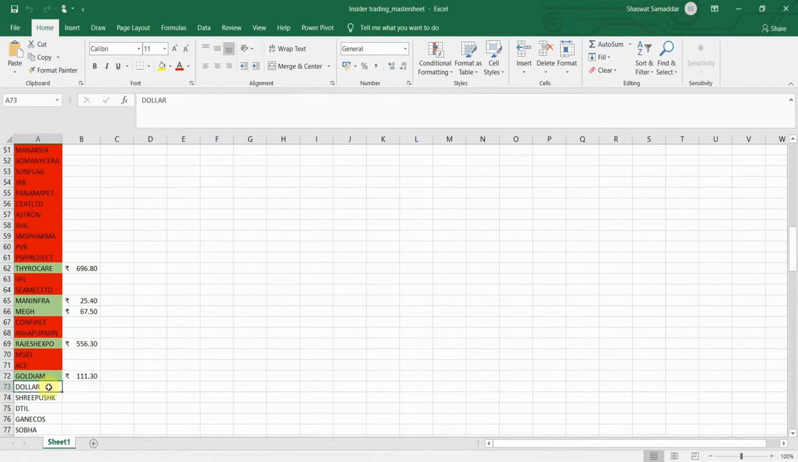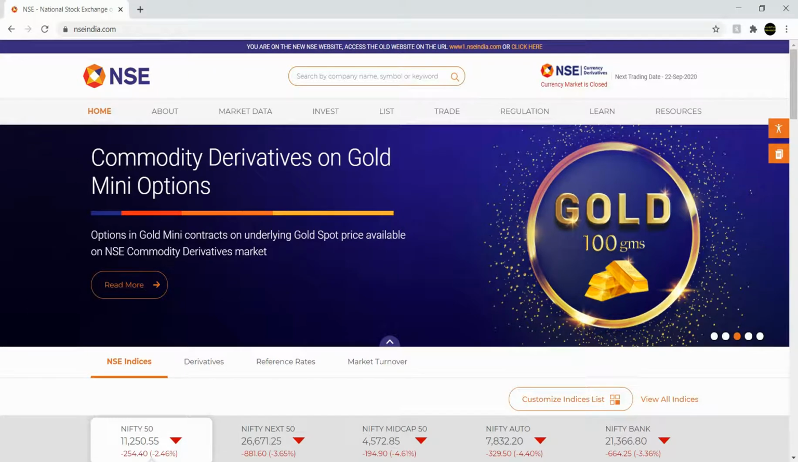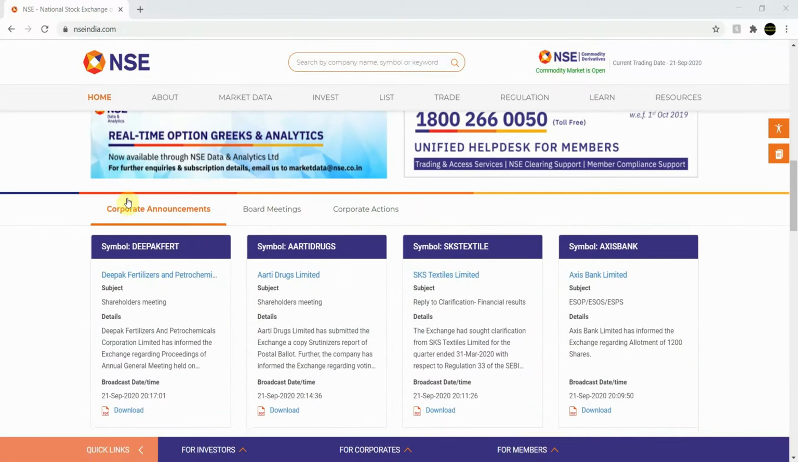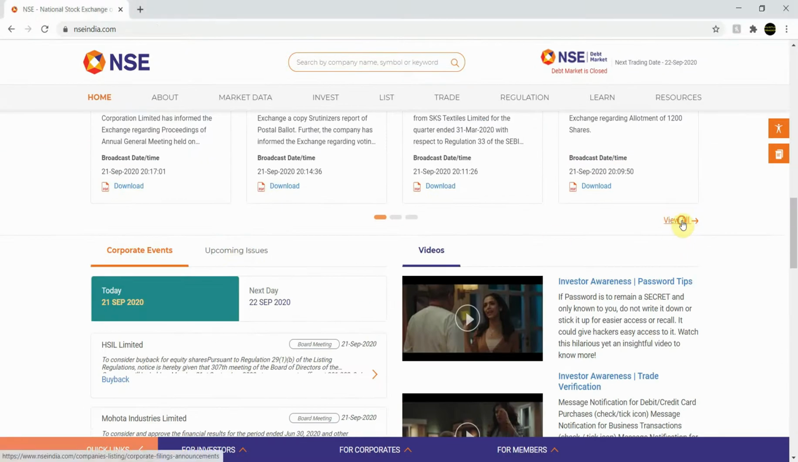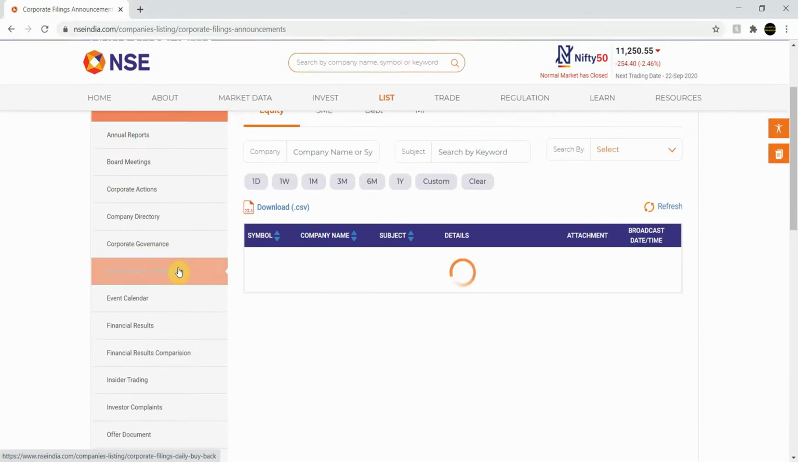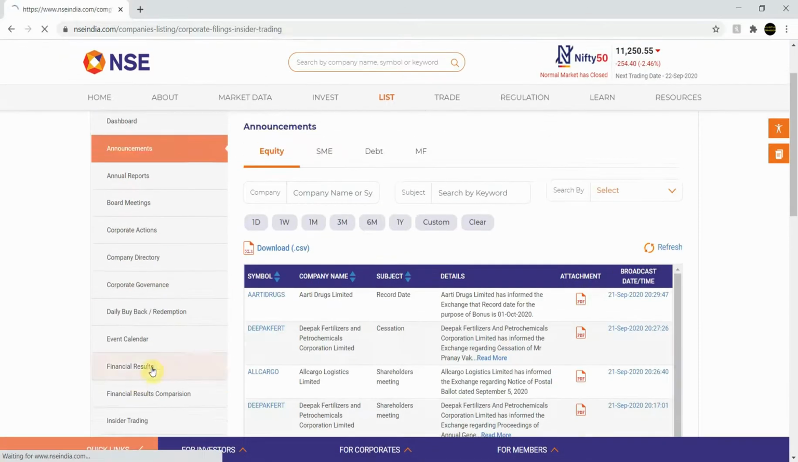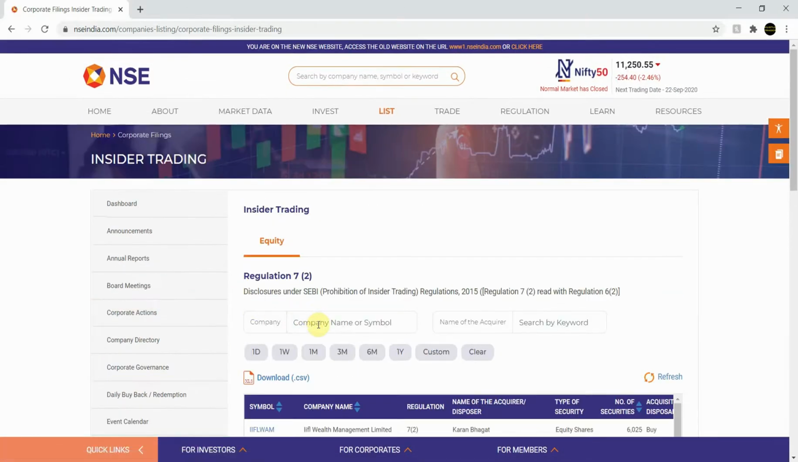As you can see, the next stock in the list is Dollar. So you know the process. We will copy this, go to the NSE's website, go to the corporate announcement section, as you can see right here. Next we will go to view all, and then go to the insider trading tab right here. You don't have to follow these steps, you can just directly click on the link that I have shared in the description box below. It will directly redirect you to this page of the NSE's website.